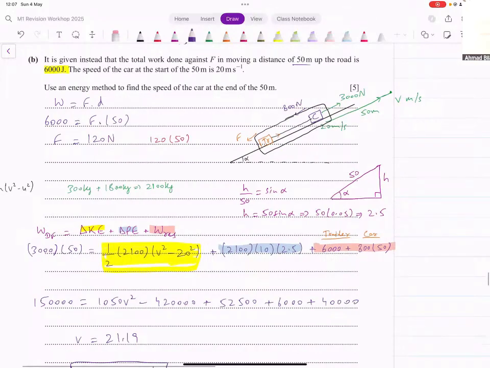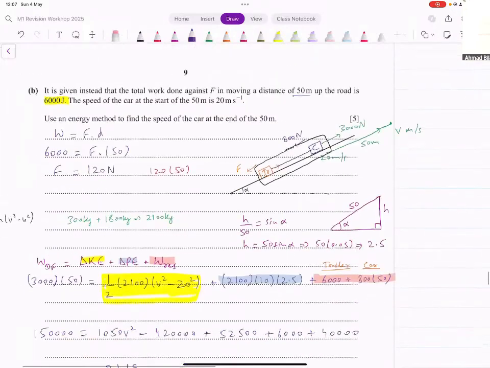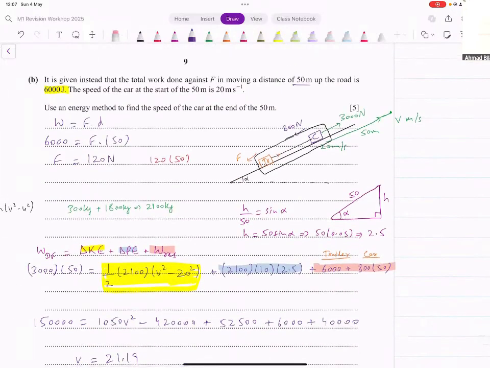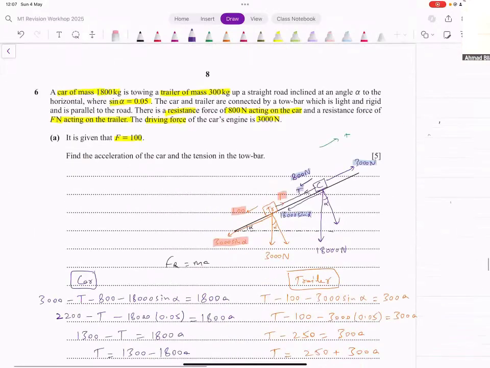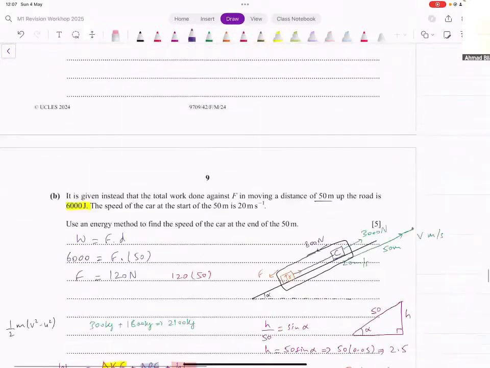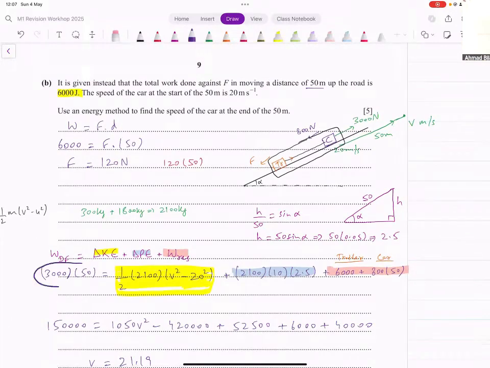Work done by the driving force. What's the work done by driving force? We are given the work done against resistance. Did we have any value here? Okay, so driving force was given here. That's 3,000 Newton. That was given in the beginning. That is 3,000. That's still 3,000 here. You're traveling a distance of 50 meters. So 3,000 times the displacement, that's the work done by the driving force.